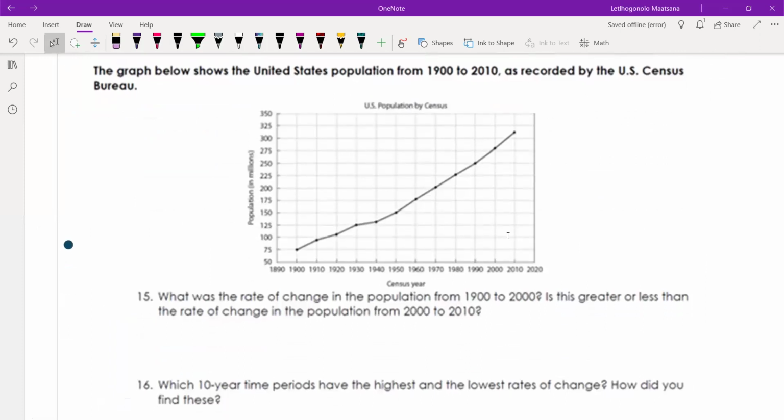The graph below shows the United States population from 1900 to 2010 as recorded by the USA Census Bureau. So question 15 wants to know what was the rate of change in the population from 1900 to 2000? Is this greater or less than the rate of change in the population from 2000 to 2010? So let's go from this point over here to 2000, that point over there.